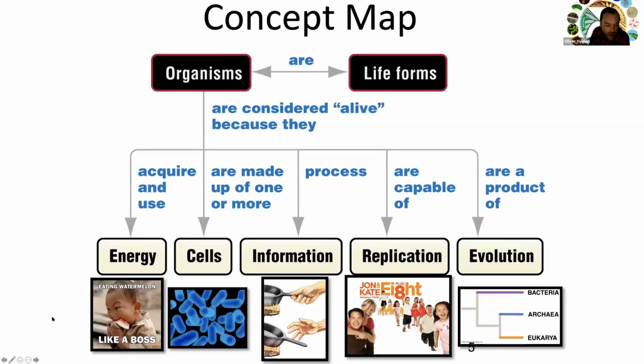Number one, they can acquire and use energy. Number two, they're made up of one or more cells. Number three, they can process information. Number four, they're capable of replication. And number five, they're a product of evolution.